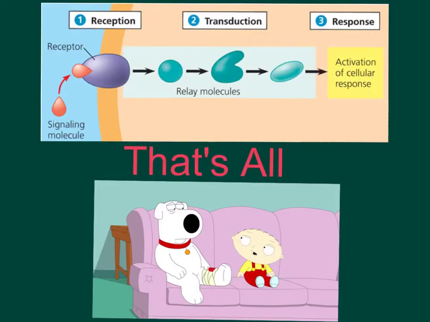And that's all. Again, reception goes to transduction, which leads to a response. And Stewie's response was to only shoot Brian in the leg, and that's it.